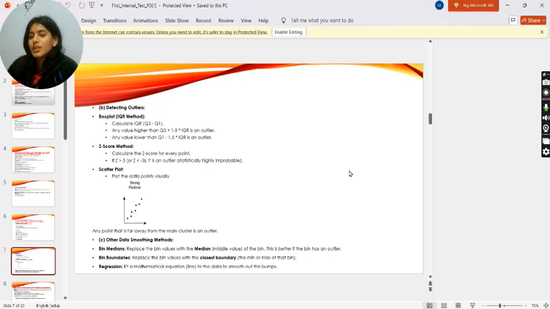Scatter plot: plot the data points visually. Strong positive, so it will be rising. Any point that is far from the main cluster is an outlier. Other data smoothing methods: bin median. Replace the bin values with the median value, the middle value of the bin. This is better than the bin mean if the bin has an outlier. Bin boundaries: replace the bin values with the closest boundaries, the min or max of that bin. Regression: fit a mathematical equation line to the data to smooth out the bumps.